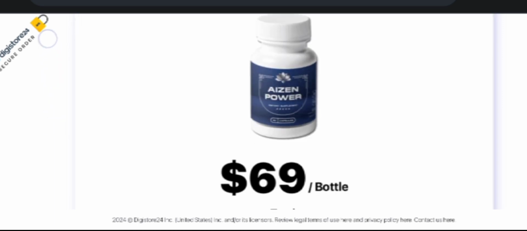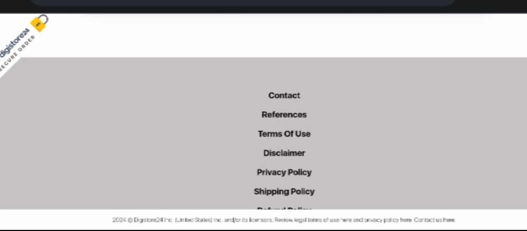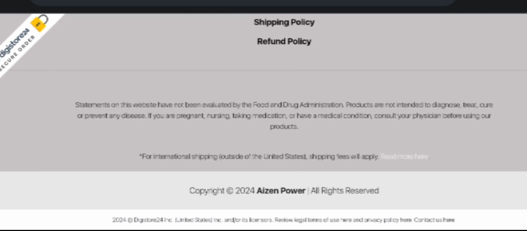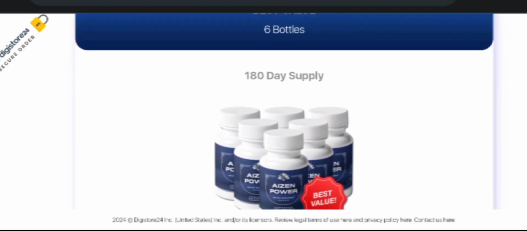In addition, the Aizen Power formula induces the release of hormones like testosterone, HGH, etc. to boost healthy sexual desire. Now let's see what the benefits of using Aizen Power are.